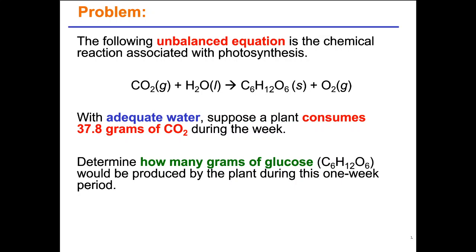Okay, so the following unbalanced equation is a chemical reaction associated with photosynthesis. So let's take a look at this. We have CO2 combining with water to give us glucose and oxygen. This is photosynthesis, like what would occur in a plant producing food. With adequate water, suppose the plant consumes 37.8 grams of CO2 during a week. They want us to know how many grams of glucose would be produced by the plant during this 1 week period. So in 1 week, it consumes 37.8 grams of CO2, and we're assuming it has plenty of water, and we want to know how many grams of glucose are produced.